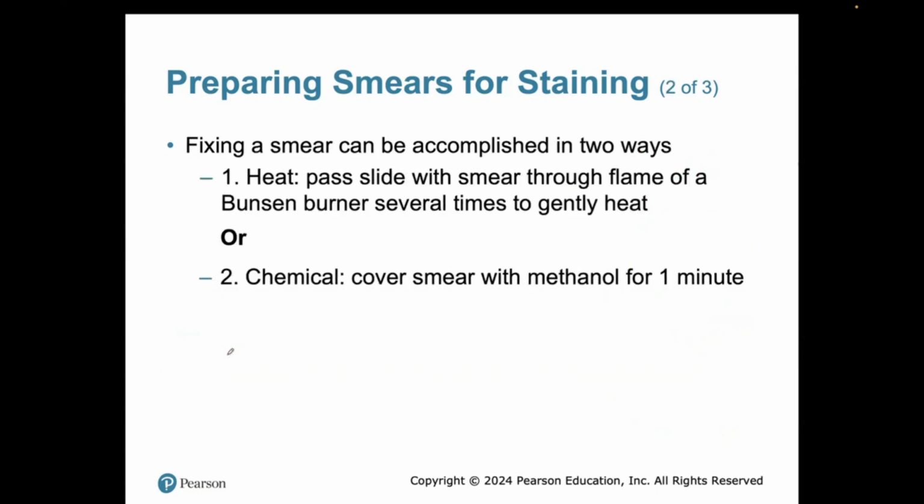All right. So how can we fix? Chemical fixation is cool, but we don't do that. A lot of times they do this with tissues, like histologists use methanol for a minute to make a smear with their tissues. But we use heat. All right.